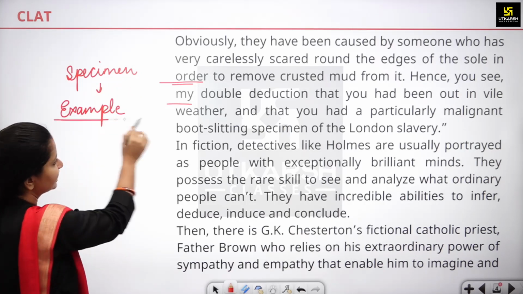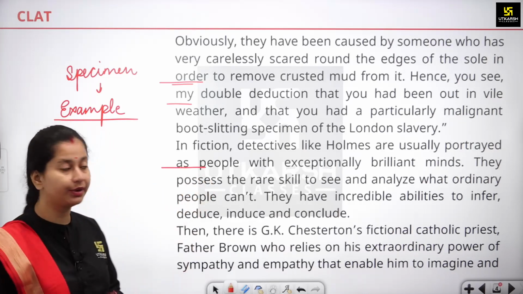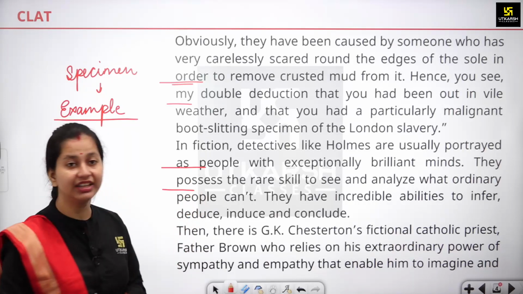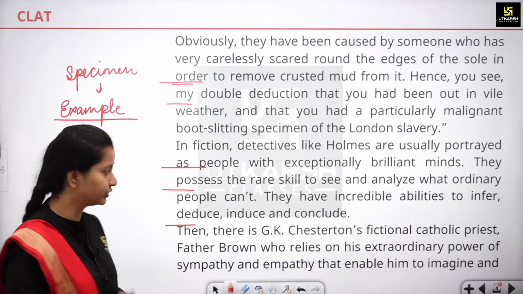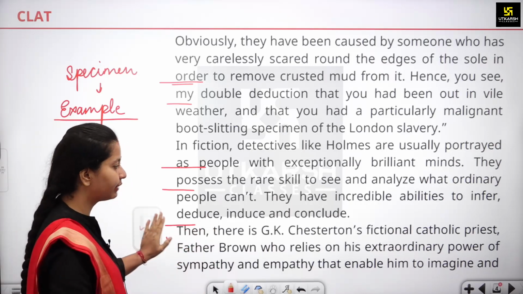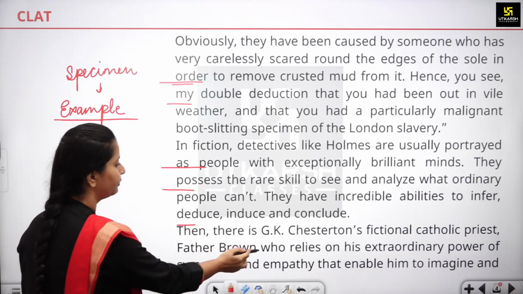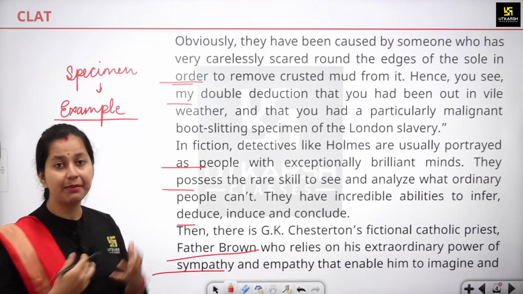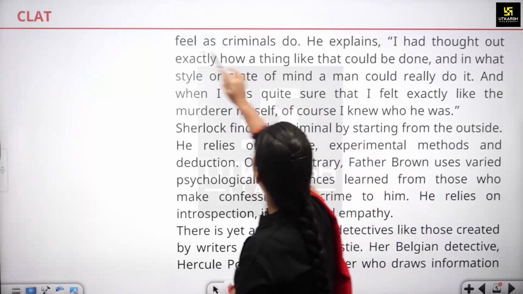In fiction, detectives like Holmes are usually portrayed as people with exceptionally brilliant minds. They possess the rare skill to analyze what ordinary people can't. They have incredible abilities to infer, deduce, induce, and conclude. A similar example was given by the author G.K. Chesterton's fictional Catholic priest Father Brown, who relies on an extraordinary power of sympathy and empathy that enables him to imagine and feel as criminals do.